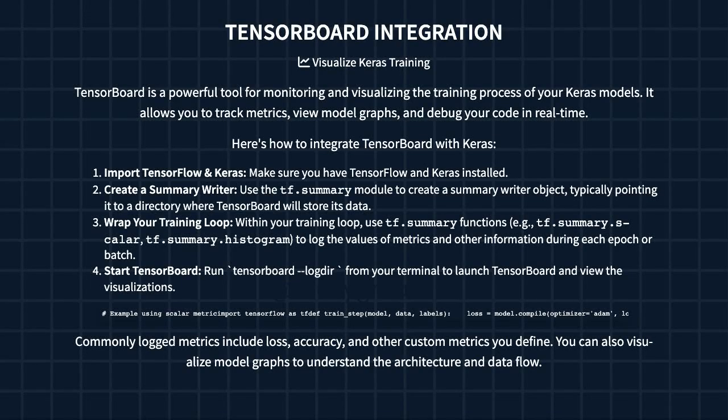Let's talk about visualizing your Keras training with TensorBoard. It's an incredibly helpful feature. TensorBoard lets you really get a sense of what's happening inside your model, from seeing how the loss is decreasing to understanding the data flowing through each layer. To use it, you first make sure TensorFlow and Keras are set up. Then, you create a summary writer to store all the information. Inside your training loop, you'll use functions like tf.summary.scalar, which logs things like loss or accuracy, and other similar tools to track different aspects of your process. Finally, just type tensorboard --logdir in your terminal to launch TensorBoard and see all the beautiful visualizations.